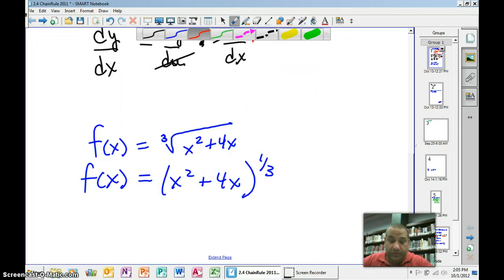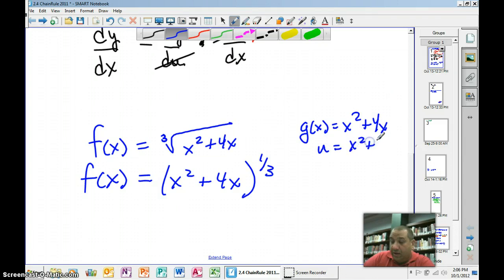Let's try one. So here we go. Got a function here, the cube root of the quantity x squared plus 4x. Somebody can look at that as saying 1/3 power. What we're going to do is set g of x as the inside function. So g of x is x squared plus 4x, and we're going to make that u. Then we're going to take the derivative of u. So du is equal to the derivative, which is 2x plus 4.